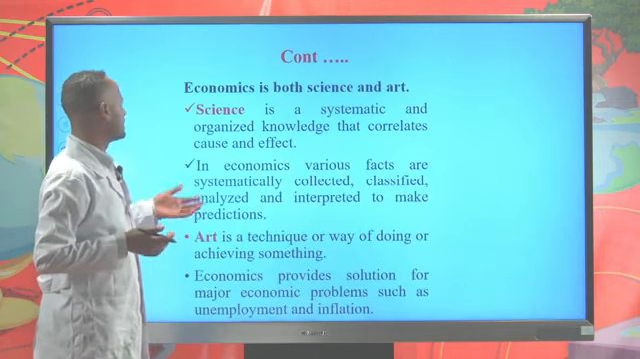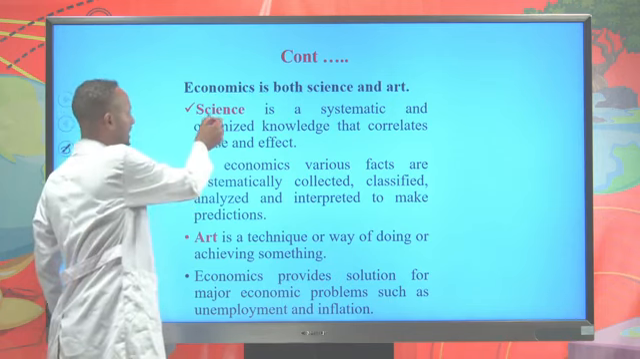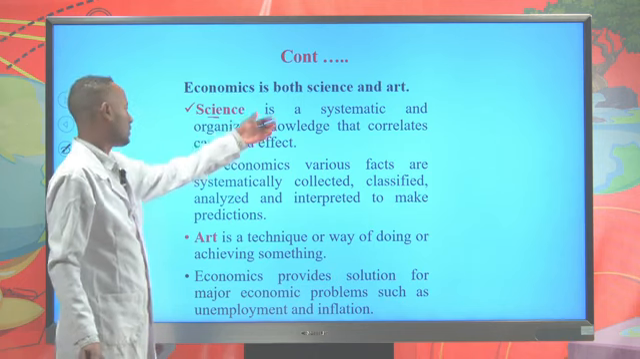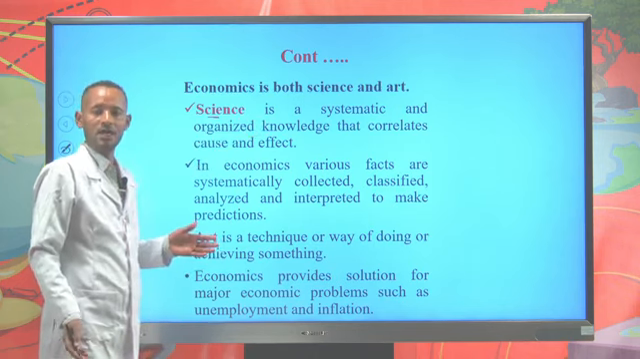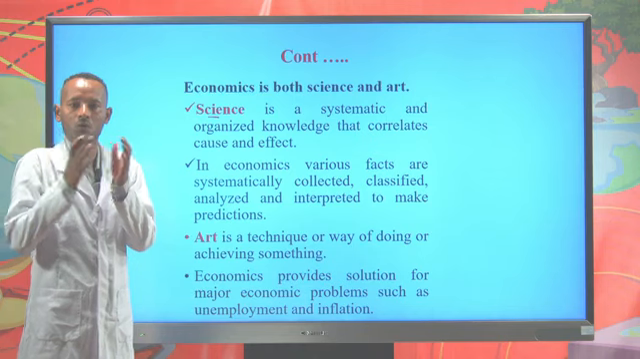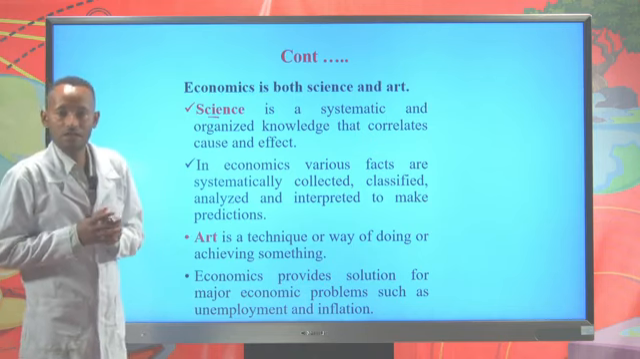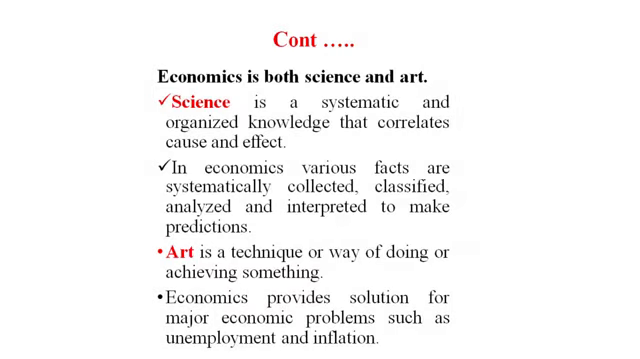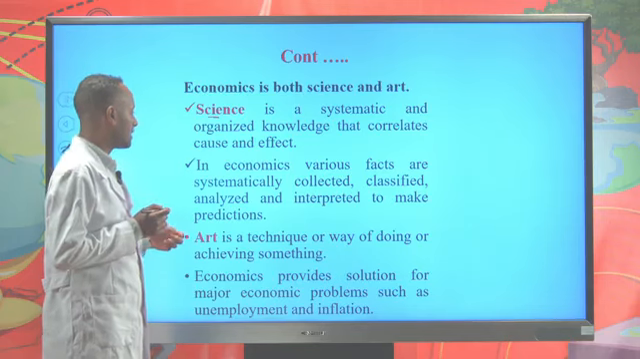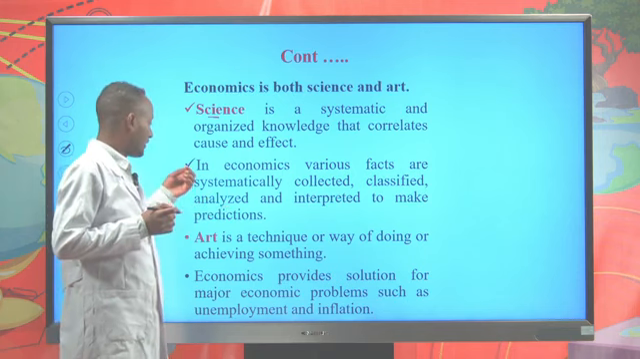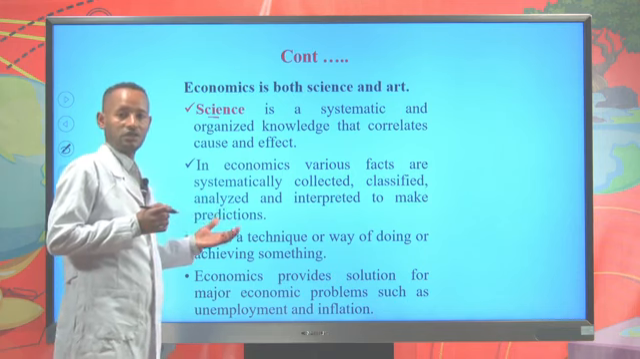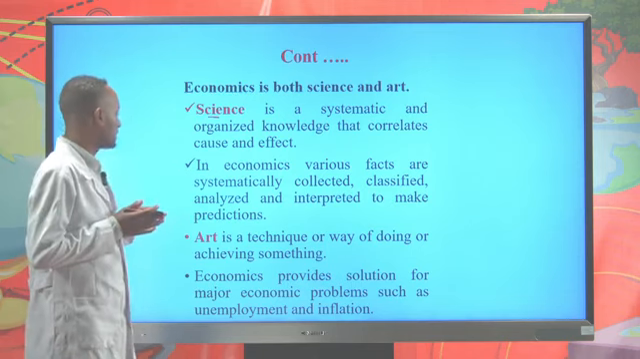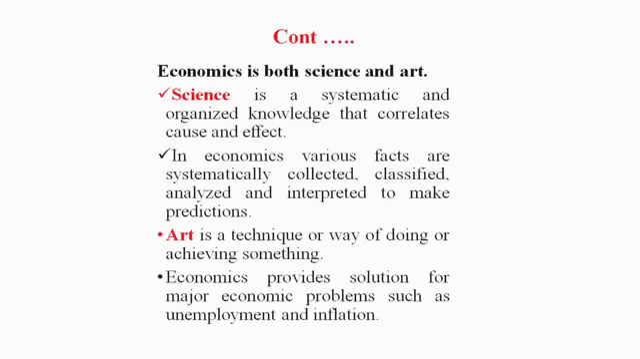Economics is both science and art. When we say something is science, it is systematic and organized knowledge that correlates cause and effect. Or simply, if something involves causes and effects, we can consider it as science. So in economics, we see various factors systematically, and we collect and classify them. Then after analysis, we make interpretation. So economics is considered as science because it involves causes and effects.